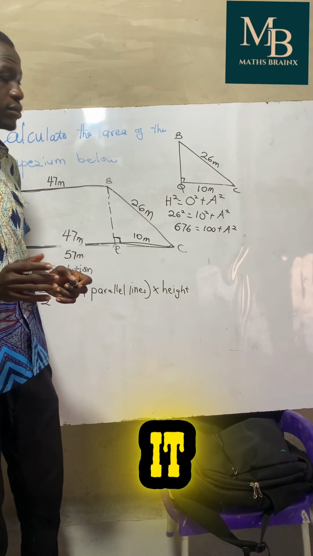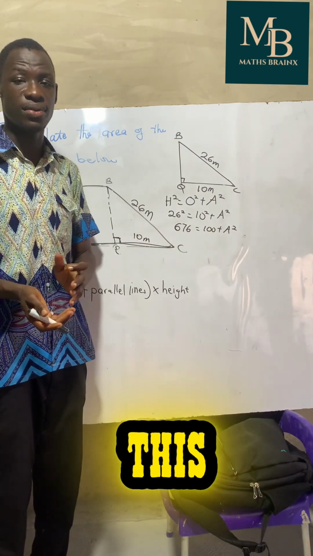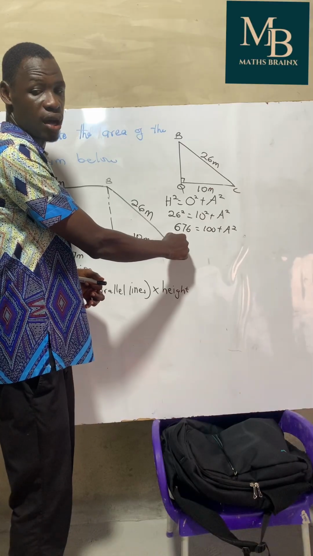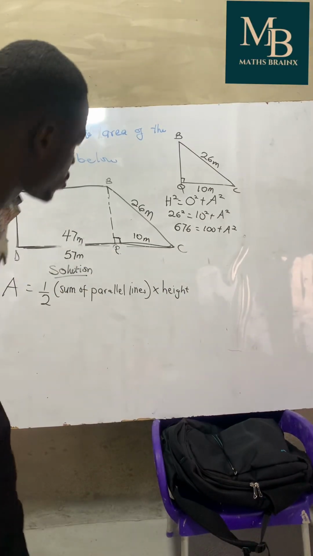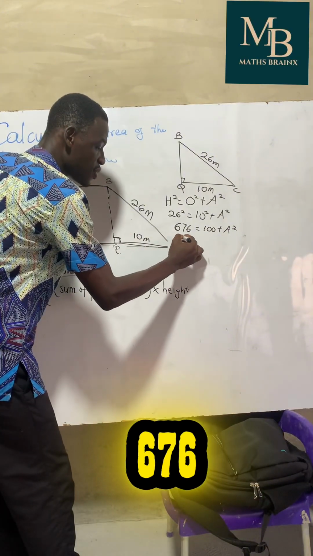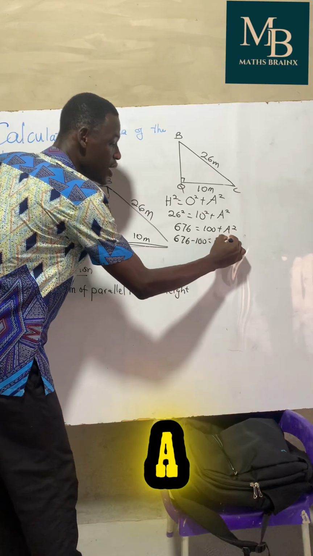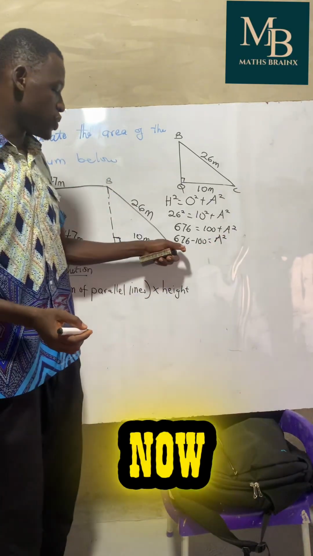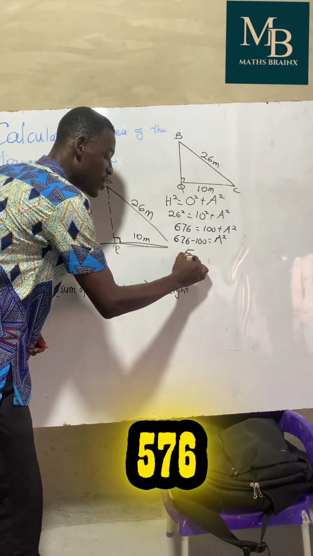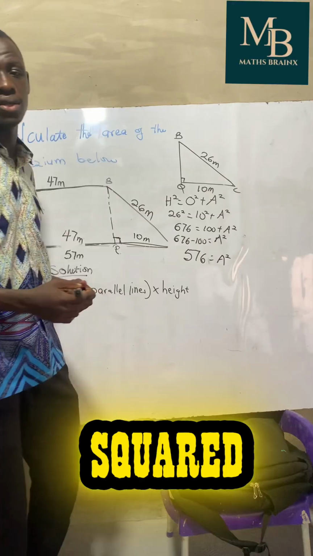Now, to find the value of a, we collect like terms. We transpose 100 to the left hand side. So we get 676 minus 100 equals a squared. Now 676 minus 100 is equal to 576, which is equal to a squared.